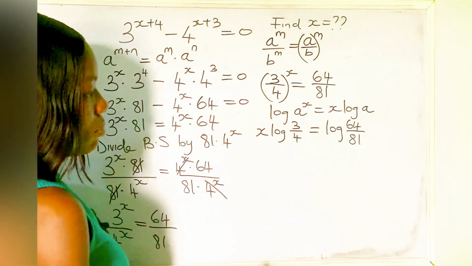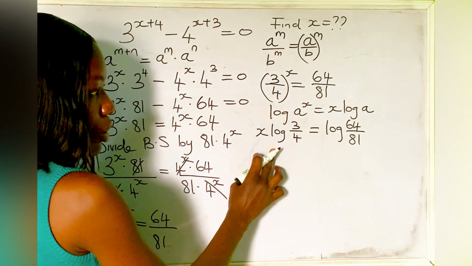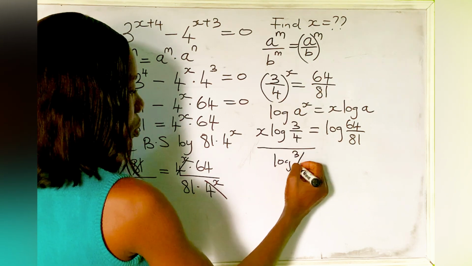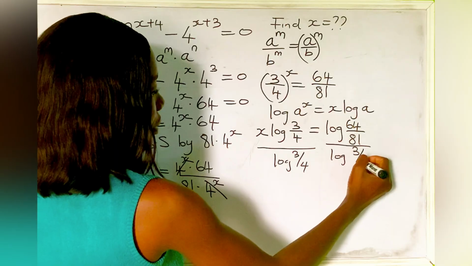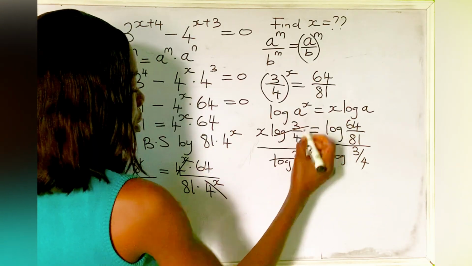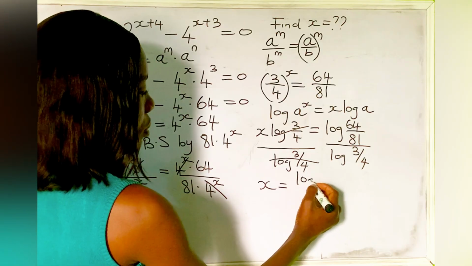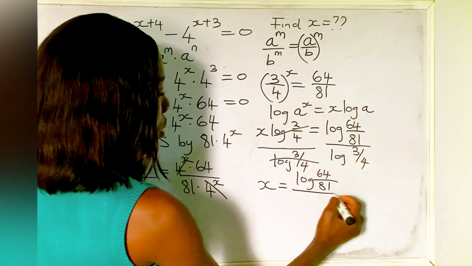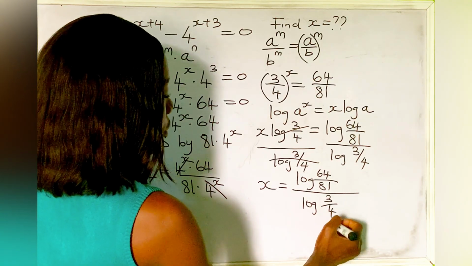Now let's divide both sides by log 3 over 4. Divide here by log 3 over 4, and divide here by log 3 over 4. This cancels this, so our x is log 64 over 81 all over log 3 over 4.